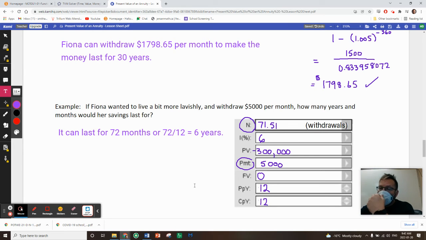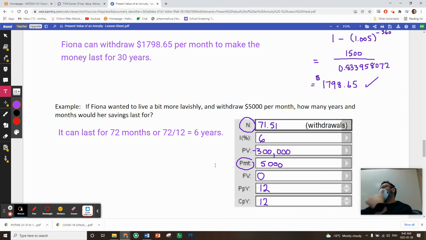Pretty fascinating. Takes out about 1,800 per month, money lasts for 30 years. Takes out 5,000 per month, money lasts for 6 years. Pretty fascinating. Now, one thing we haven't done is put it all together, where you save for retirement and then you withdraw that money and look at how much interest you earn overall. It's very fascinating. We're going to do that right now, guys.